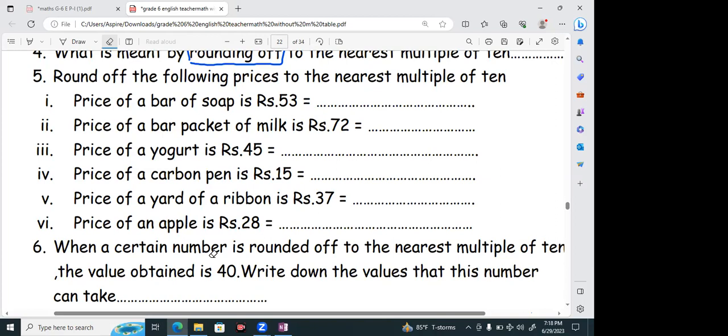The price of a bar of soap is 53. Then 53 locates between 40 and 60, no? On both sides of it are 40 and 50. So which is it closest to? 53 is close to 50. Yes, boys. Vinuga, 53 is close to... Kirana, Kirana puthe, what is your answer?